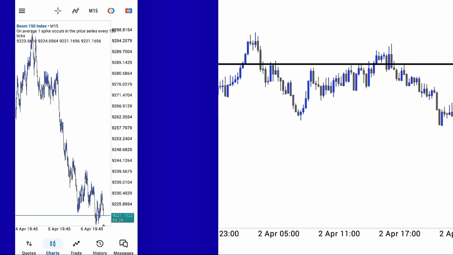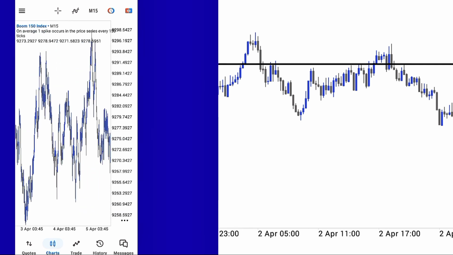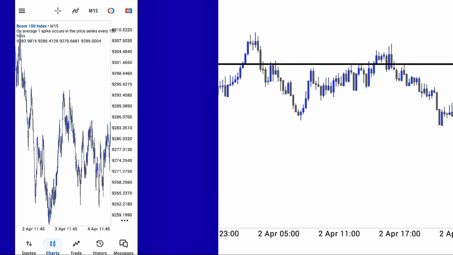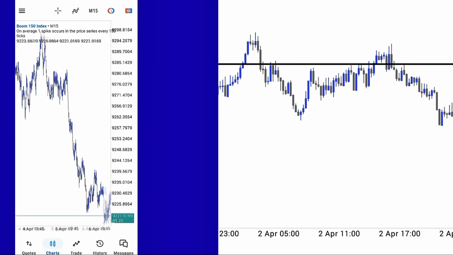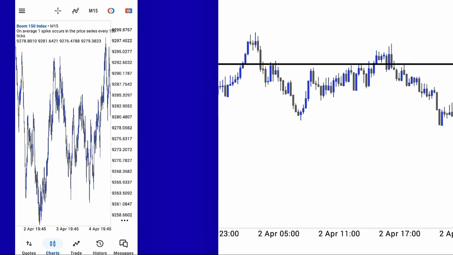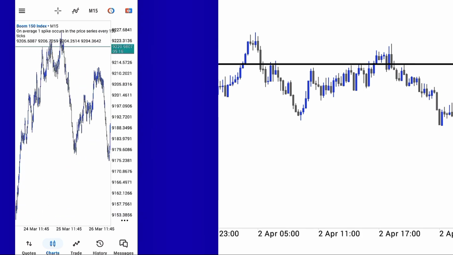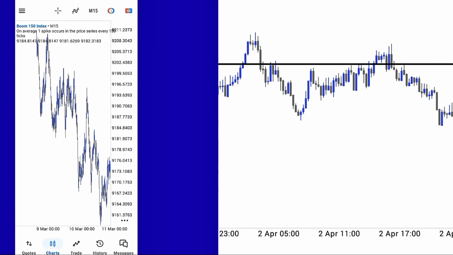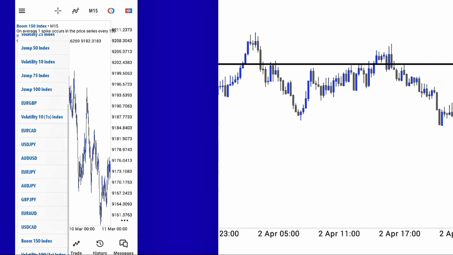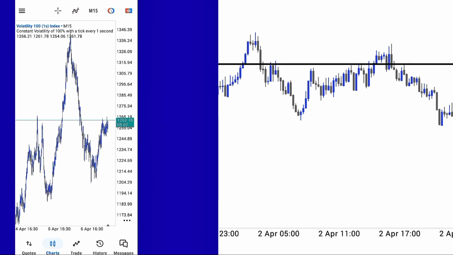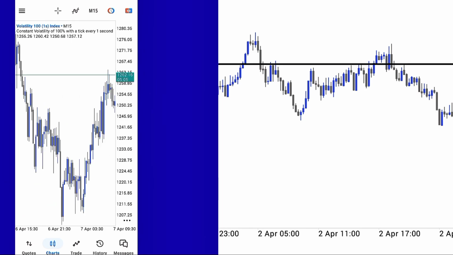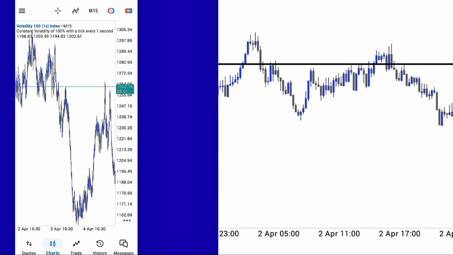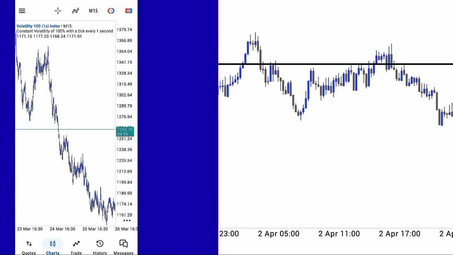All right. Now we have boom here. Boom 150. Look at it. So here we have boom. On the chart here, you can see the way it looks. Let's see, volatility has loaded. Volatility 100. Okay, that's loaded. And here we have volatility 100. Look at it.